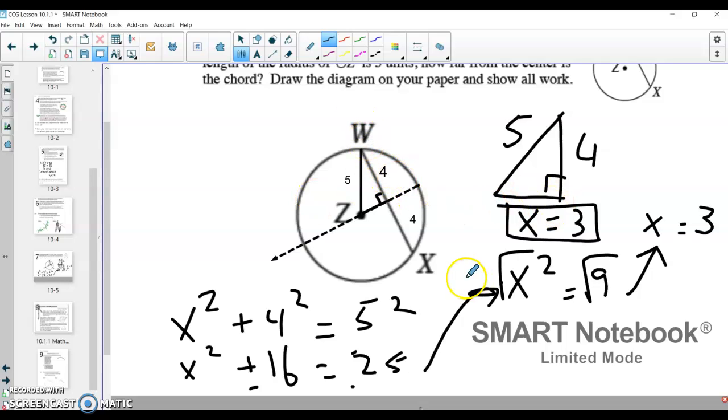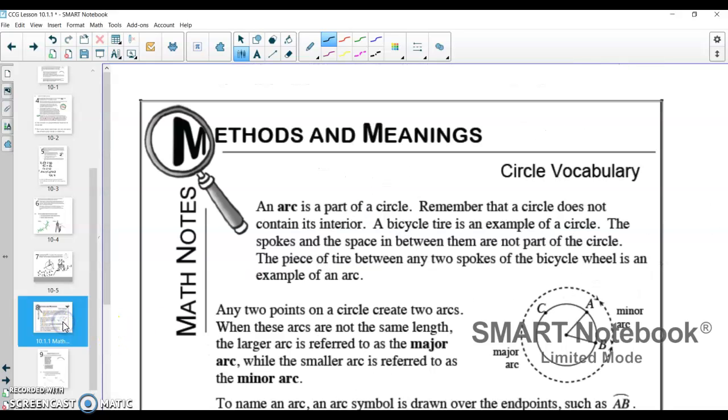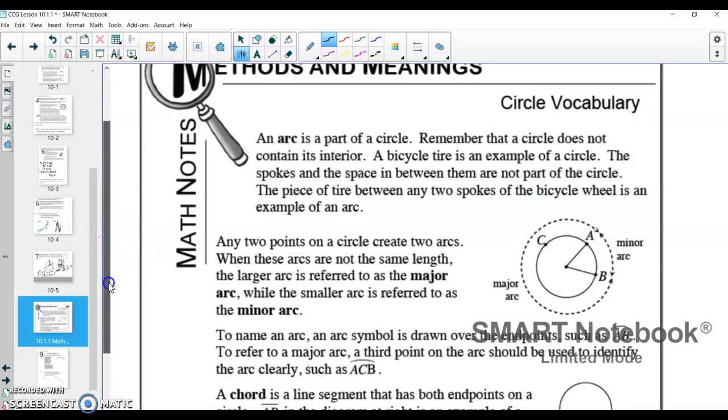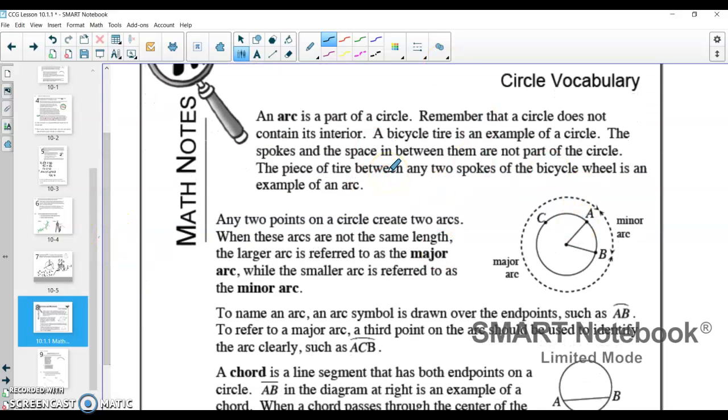We know the length of WX, and we know the radius, and with that, we were able to find some other measurements. And so this will just be the beginning idea here. As we go through chapter 10, we will be using this idea of a perpendicular bisector quite a bit. If you have any questions, please email me. Make sure you take a look at the math notes page here, because it has just good examples of minor arcs, major arcs, and a good recap of that vocabulary from this lesson.